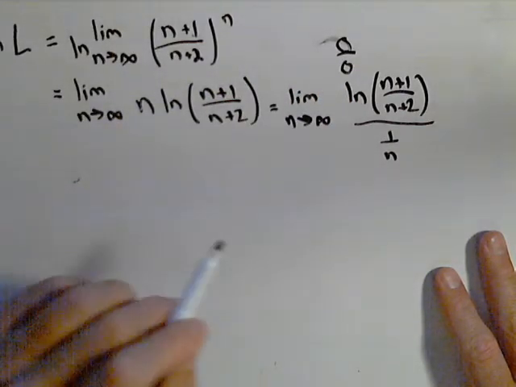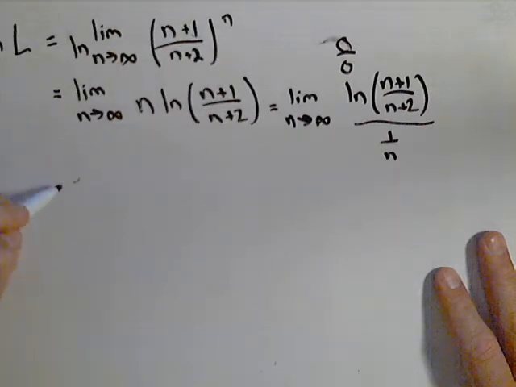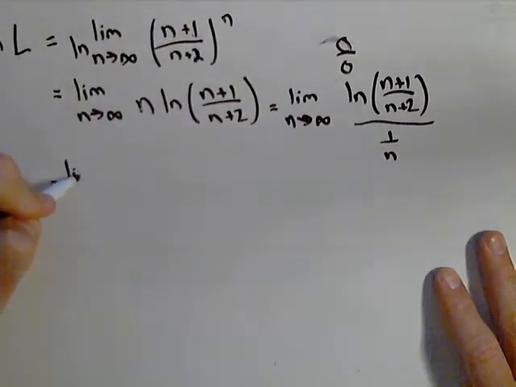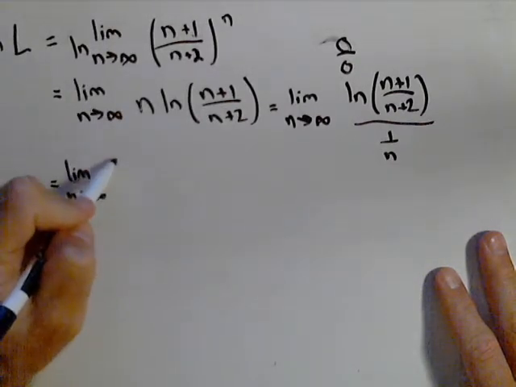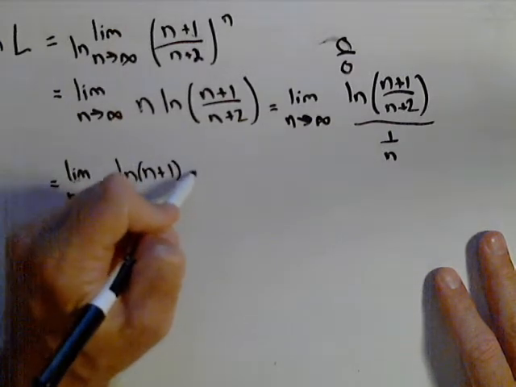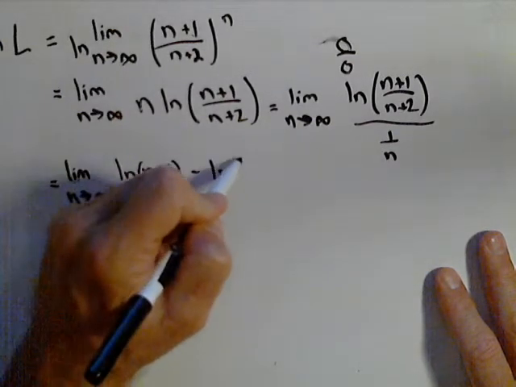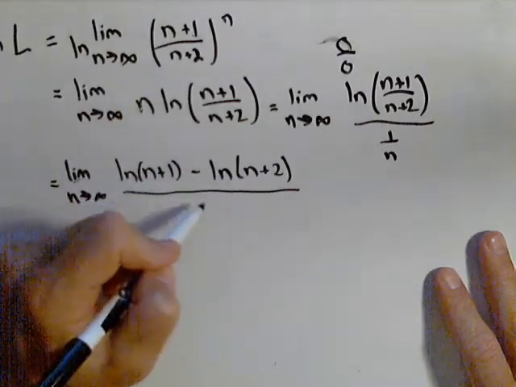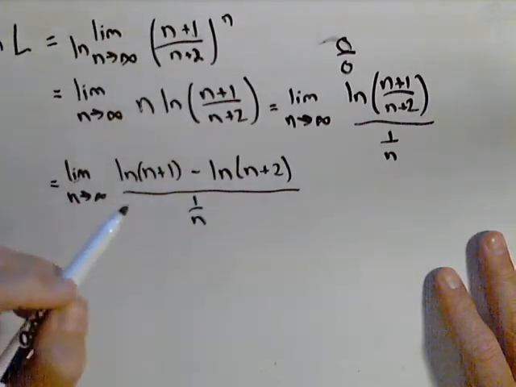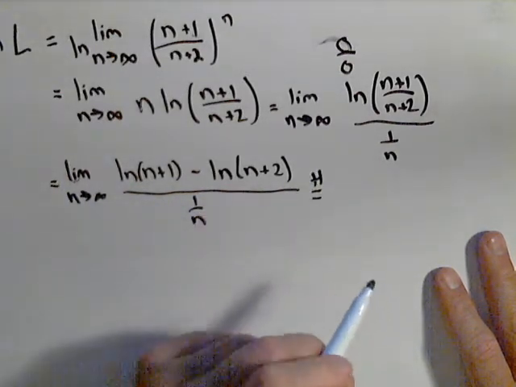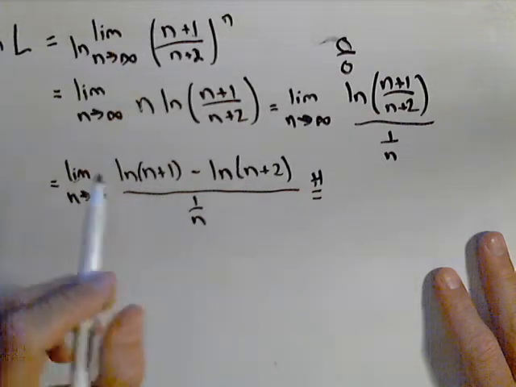Now we'll be able to apply L'Hopital's rule, but before I do, I want to make this a little easier to deal with. I'm going to use a property of logs here. I'm going to rewrite the numerator as ln of n plus 1 minus ln of n plus 2, over 1 over n. This will save us some time on the derivative. Now I'm going to apply L'Hopital's. I like to put an H there to remind myself that's what I did.